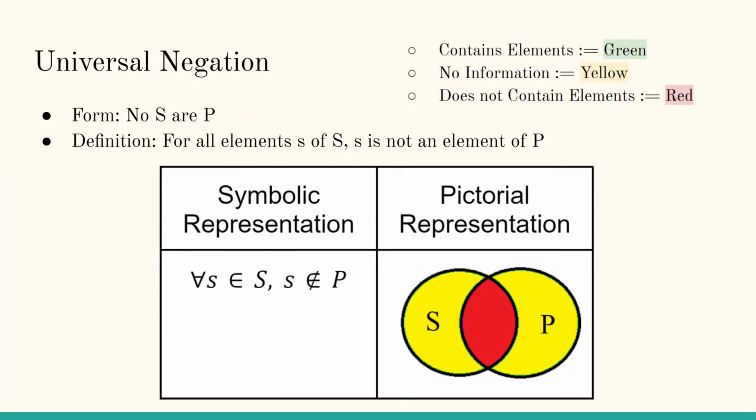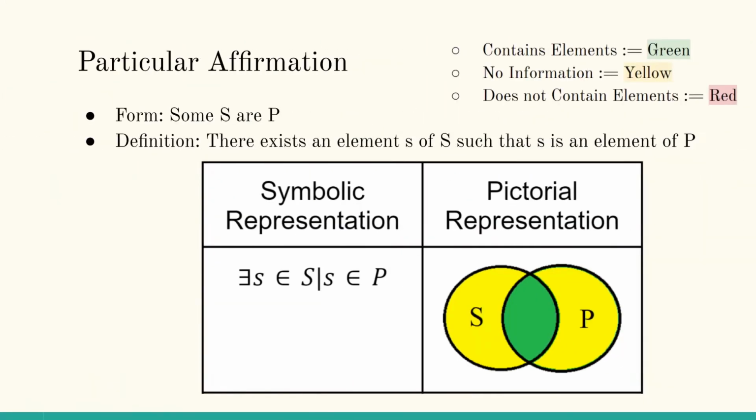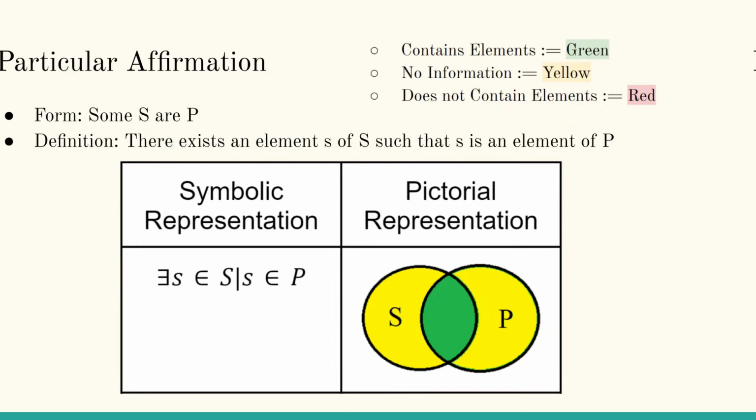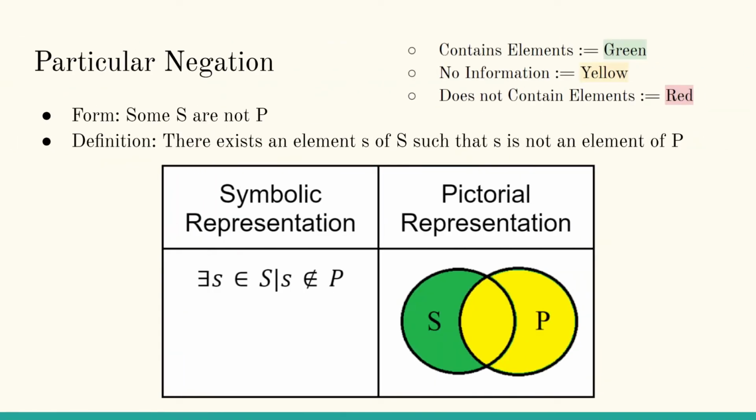Universal negation statements assert no S are P and are defined as follows. For all elements s of S, s is not an element of P. Particular affirmation statements assert some S are P and are defined as follows. There exists an element s of S such that s is an element of P. Particular negative statements assert some S are not P and are defined as follows. There exists an element s of S such that s is not an element of P.